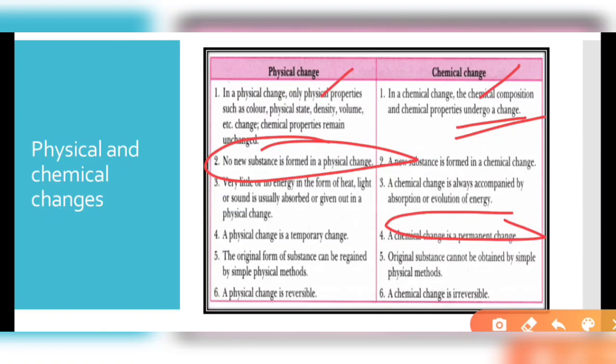A chemical change is always accompanied by the absorption or evolution of energy, but a very minimum amount of energy, or none, is released in the form of heat, light, or sound in a physical change. The original form of the substance can be regained as these are temporary, but in a chemical change, the original substance cannot be obtained by a simple physical method. We need some special method, right, to obtain them. And the physical change is reversible and the chemical change is irreversible.